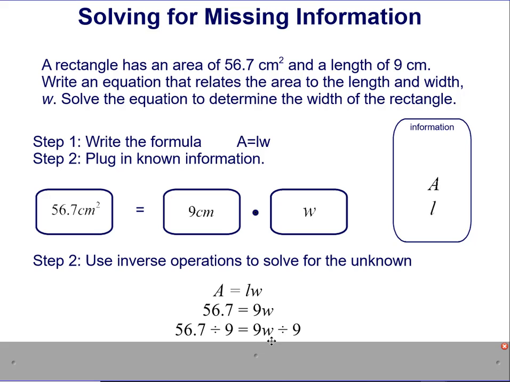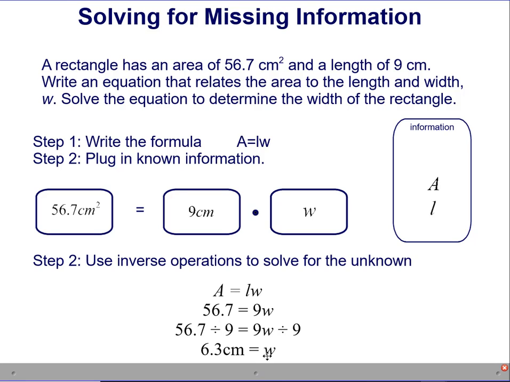9 divided by 9 is 1. So I'm left with W on the right-hand side. And 56.7 divided by 9 is 6.3 centimeters. The answer is 6.3 centimeters.